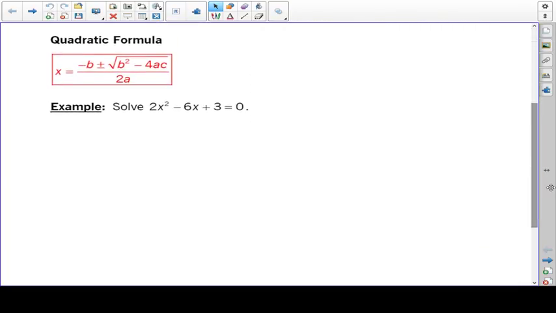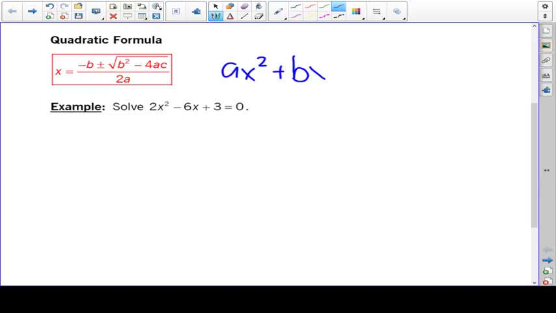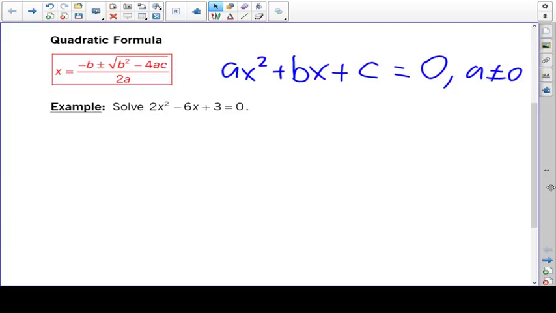Now the quadratic formula assumes that the equation is of the form ax squared plus bx plus c equals 0. So you have something times x squared plus something times x plus something equals 0. The only thing that is true is that a can't be 0. Because if it's 0, then it's not a quadratic. Then we're talking about a line, and linear equations are very easy to solve.